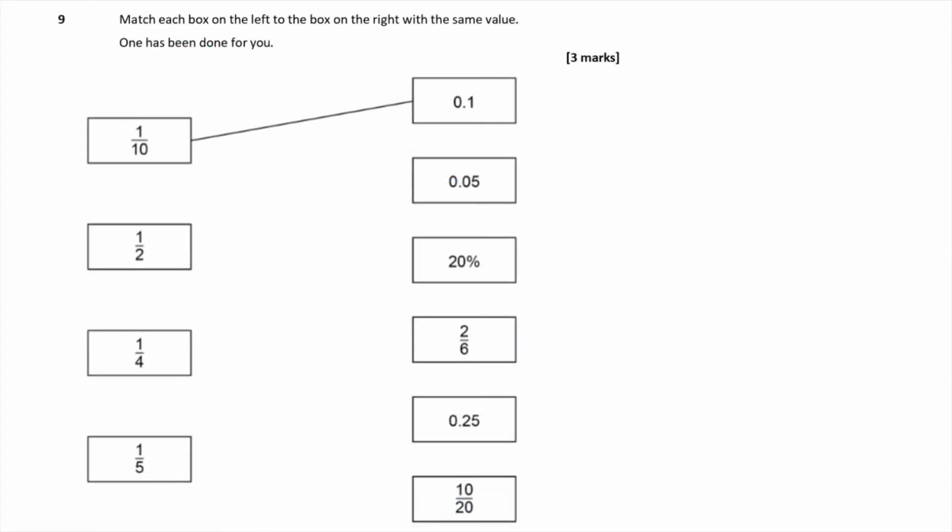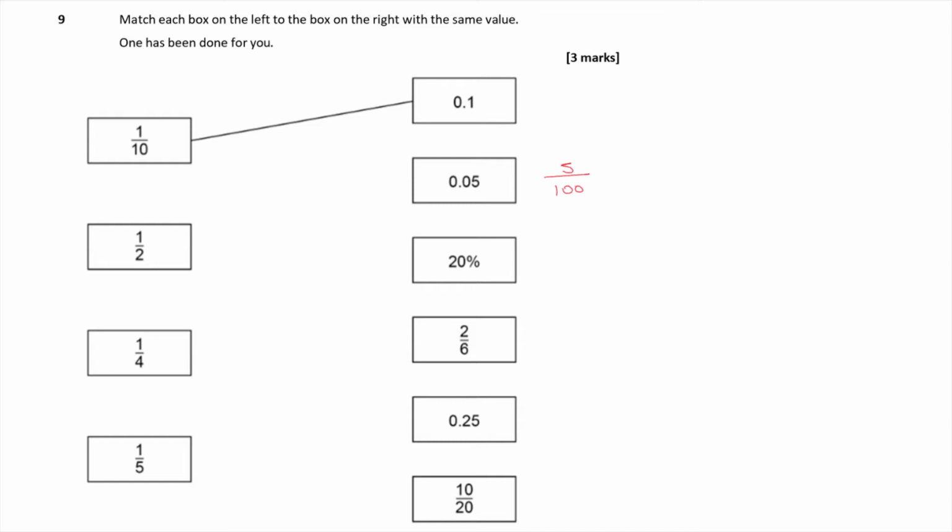Question 9, match each box on the left to the box on the right with the same value in. One has been done for you. Okay, so I've got strictly fractions on the left. I've got a whole mix of things on the right here. So probably it's better to start with the things on the right and make them into fractions then, seeing I'm going all one way. So what is 0.05 as a fraction? 0.05, it's a bit like the one we did earlier, didn't it? So it's going to be 5 over 100 as a fraction.